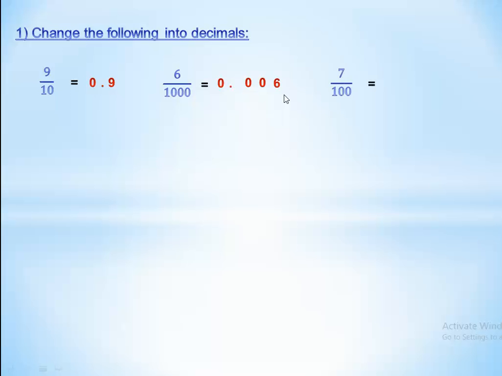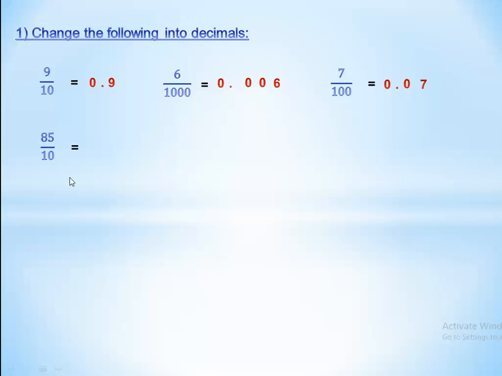Okay, let's see 7 over 100. We are going to put 7. Then count how many zeros? 1, 2, so we have 1, and the other one we will write as zero. Then put the decimal point and 0.